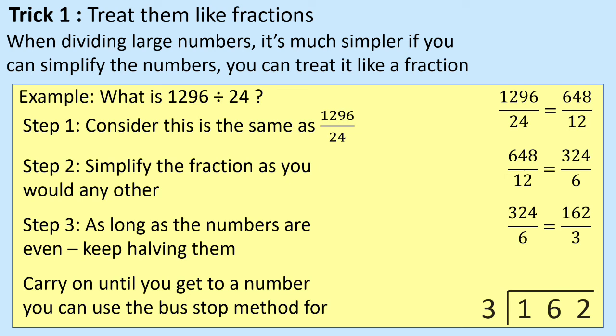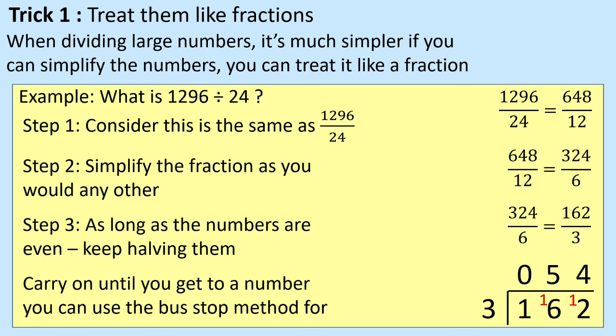Alright, so I'm going to finish it off using the bus stop method. How many 3s go into 1? None, with 1 left, so carry that over. How many 3s go into 16? Well, there's 5 with 1 left over. And how many 3s go into 12? 4. So my solution is going to be 54. So 1296 divided by 24 is 54. Just by using fractions, it makes the calculation much easier to deal with.